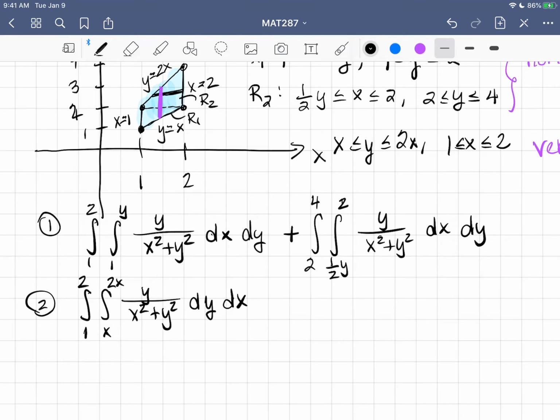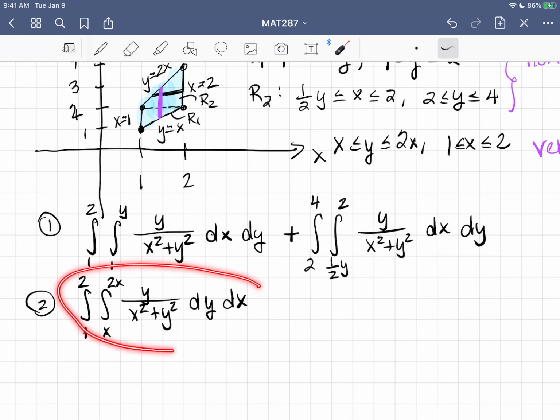All right, so here are my two setups. Which one do you think is going to be easier to evaluate? Well, if I look at this top one, I'm integrating this with respect to x, and I've got x squared plus y squared in the denominator. That's going to be kind of messy to try to integrate.